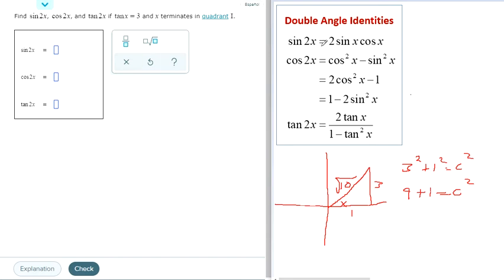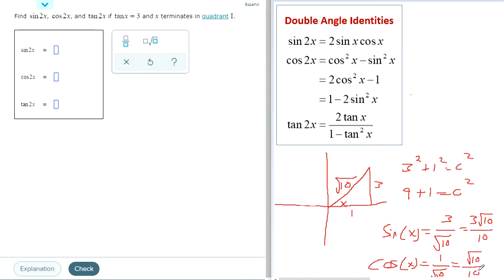So let's start with sine of 2x. Sine of 2x equals 2 sine x cosine x. So sine of x of this triangle is the opposite over the hypotenuse, right? So sine of x is 3 over the square root of 10, or if we rationalize the denominator, that's 3 square roots of 10 over 10. Okay, and then cosine of x, that's the adjacent to angle x, divided by the hypotenuse. So the adjacent is 1, the hypotenuse is still square root of 10, but if we rationalize the denominator, multiply the top and the bottom by square root of 10, we get this.